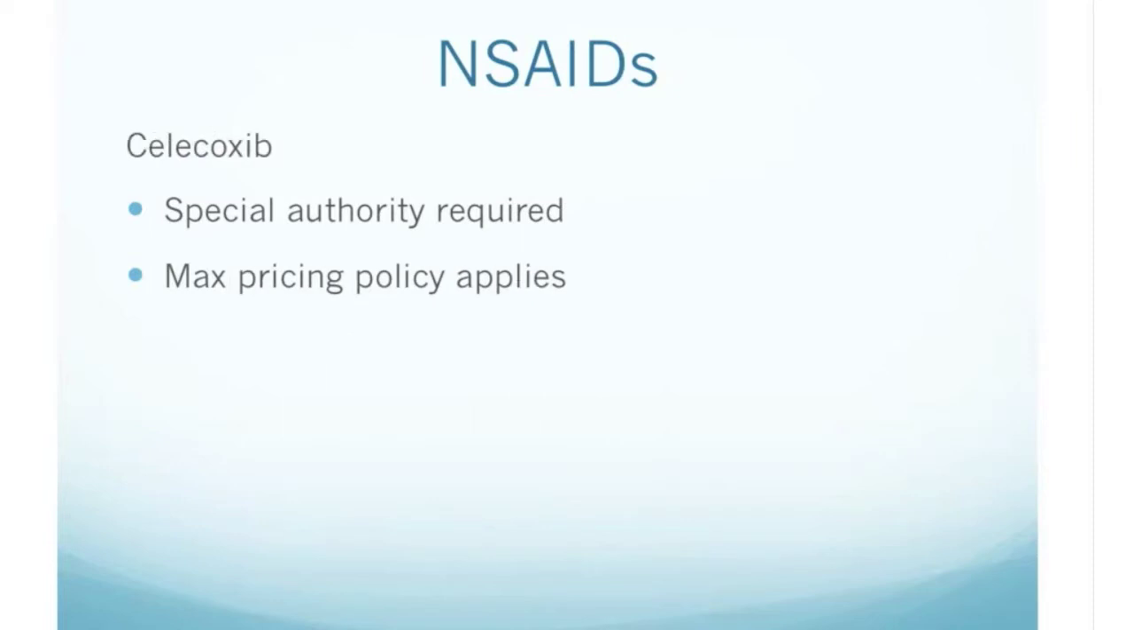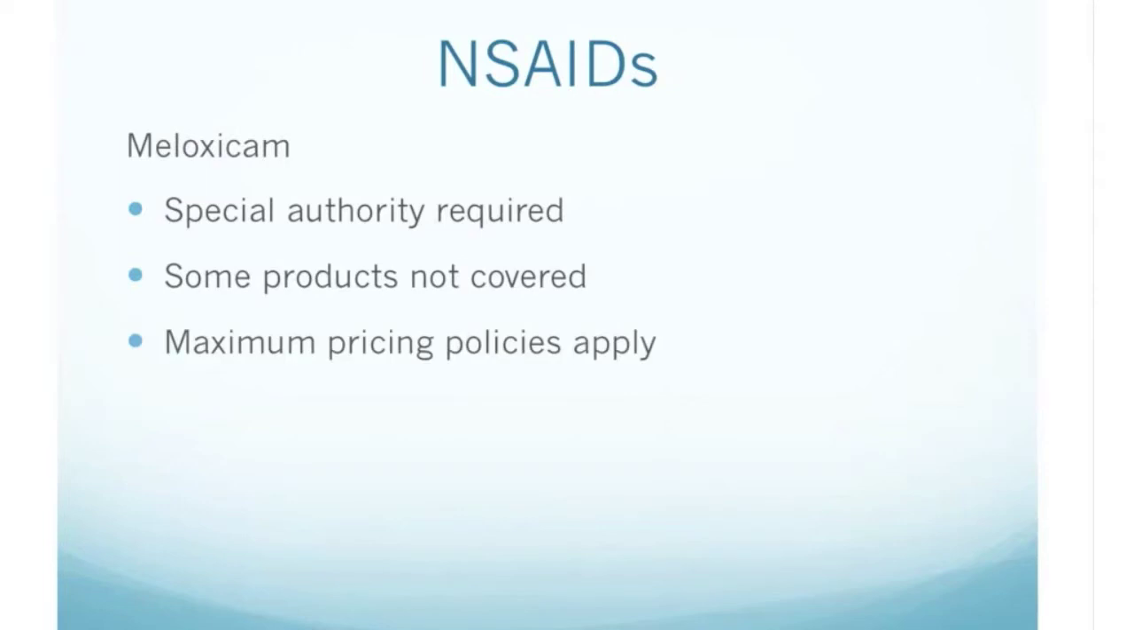Celecoxib, also known as Celebrex. This is only covered by special authority, so special authority is required for coverage of Celebrex, and there is a maximum pricing policy that applies. Meloxicam, for this medication too, we need to have special authority in place for it to be covered. Some products produced by some manufacturers of meloxicam are not covered, and again, maximum pricing policies apply.